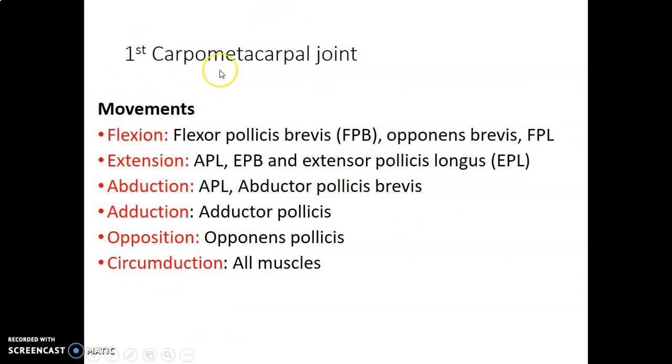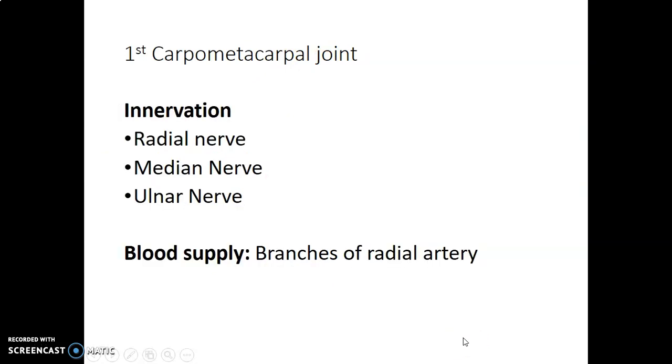So what are the movements that occur at this joint? It allows movements in all directions, which is circumduction. So you have flexion by flexor pollicis brevis, some element of flexion by opponens pollicis and flexor pollicis longus. Extension is by abductor pollicis longus, extensor pollicis brevis, and extensor pollicis longus. Then abduction is by APL and abductor pollicis brevis. Adductor pollicis causes adduction, while opposition is by opponens pollicis. So these are the muscles that cause movement at the first carpometacarpal joint.